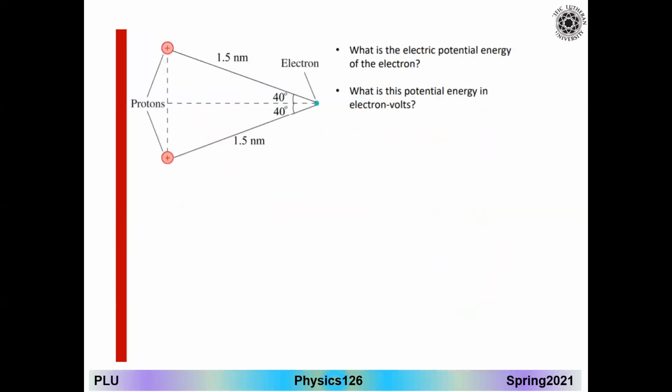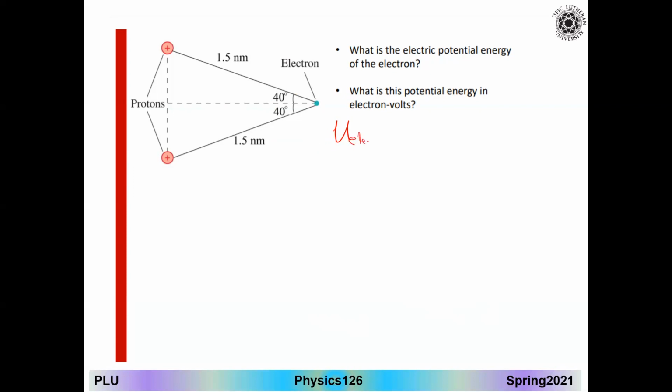Okay. Second point here, the question asks us to find the electric potential energy of the electron. Here is the electron, and we have two charges. They are protons, and the distance is around 1.5 nanometers. To find the electrical energy from the formula that we have, we call it U, electrical potential energy. You can call it electrical as your textbook mentions.